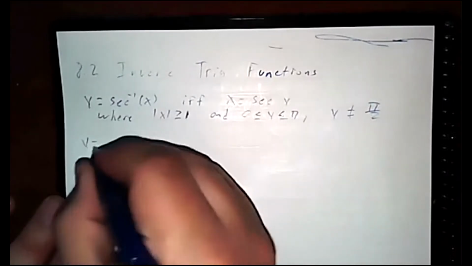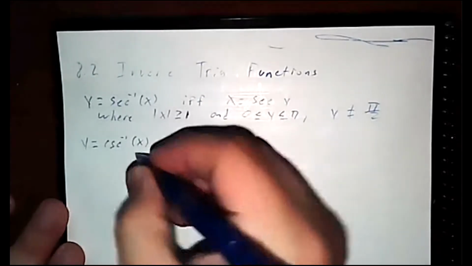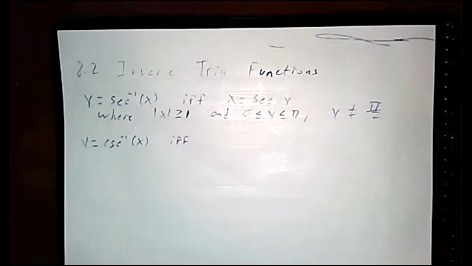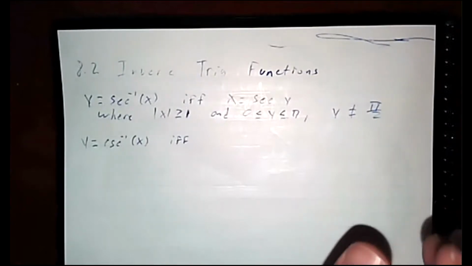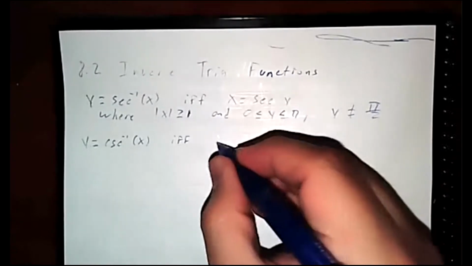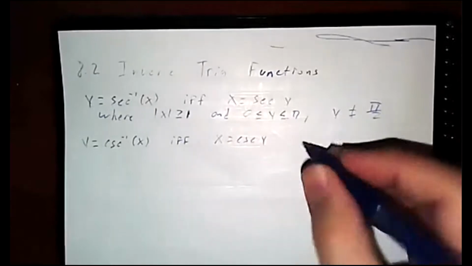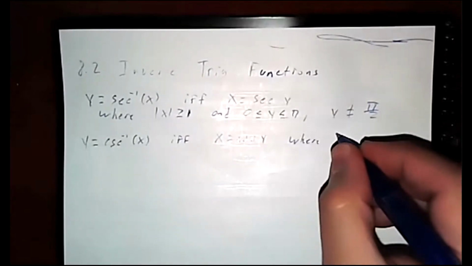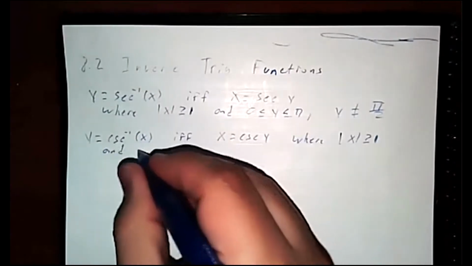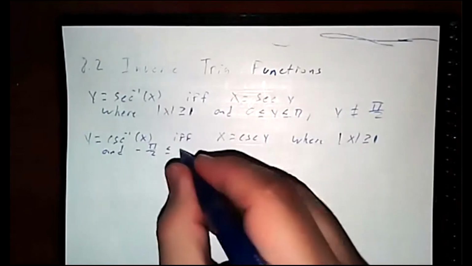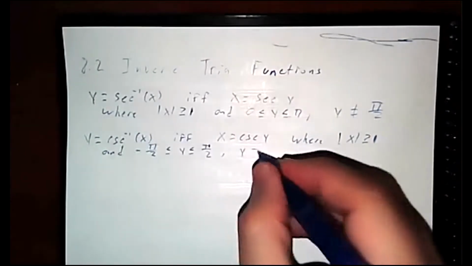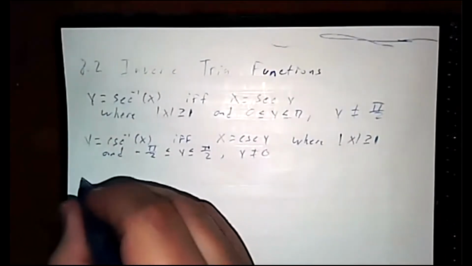Okay, cosecant inverse. So y equals cosecant inverse of x if and only if x equals cosecant of y, where the absolute value of x is greater than or equal to 1, and y is between negative pi over 2 and pi over 2. y cannot be 0. This definition is basically creating a restriction for the original secant, cosecant, etc.